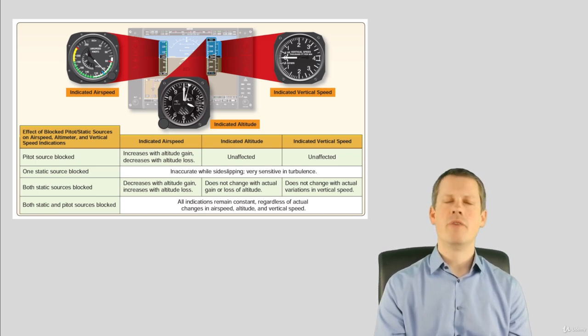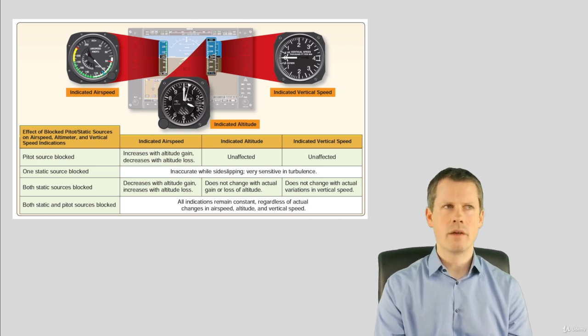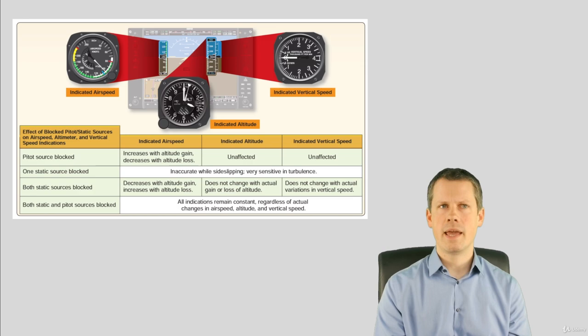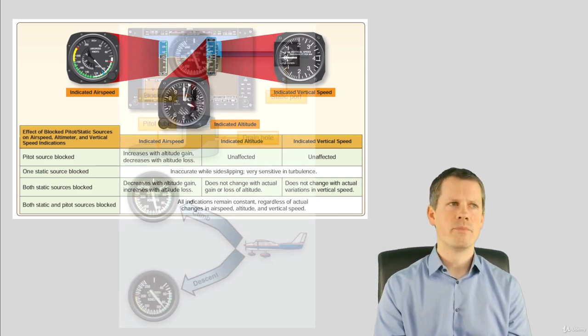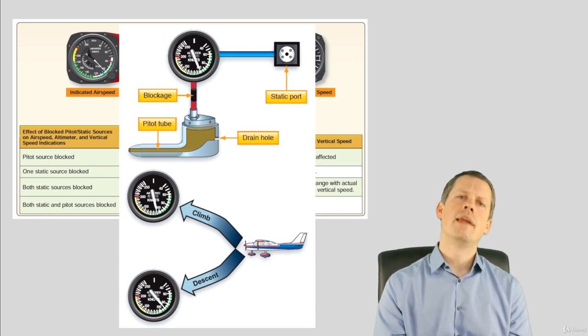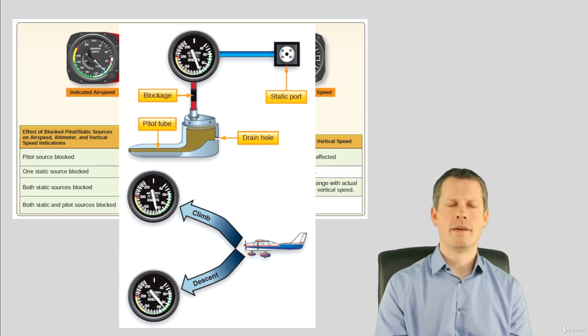First of all, if you have a blocked pitot tube, so the pitot source is blocked, then this will not affect your altimeter and will also not affect the vertical speed indicator. However, of course, it will affect the airspeed indicator, and it will just act like an altimeter. So if you are climbing, then your indicated airspeed will increase and vice versa.